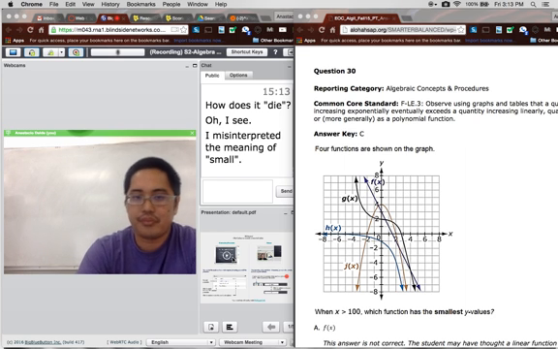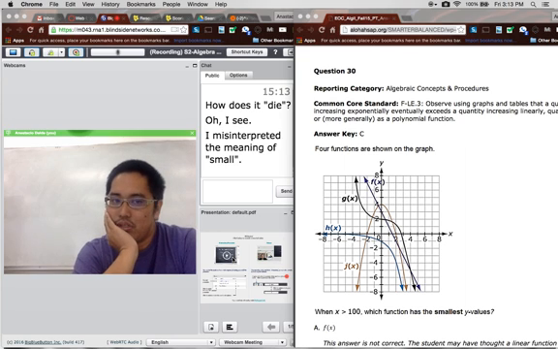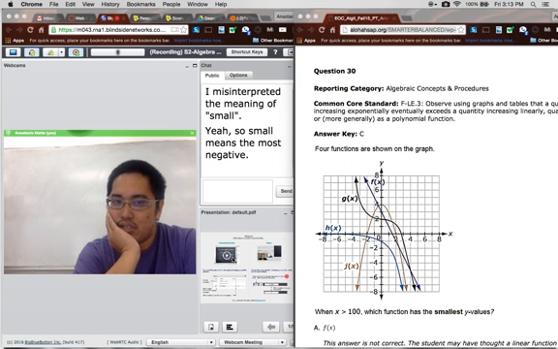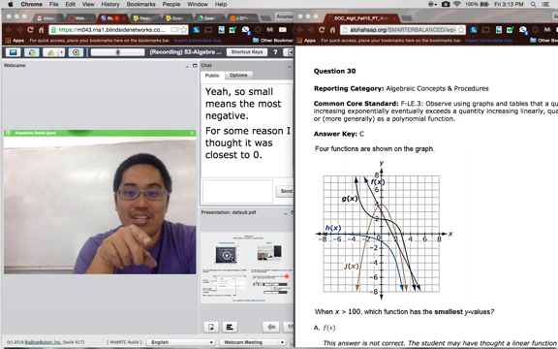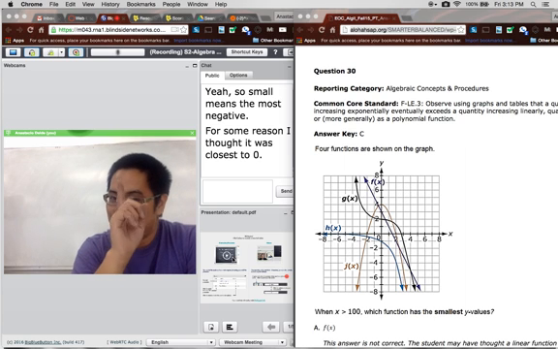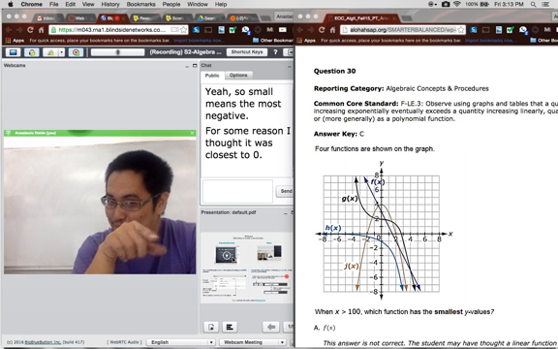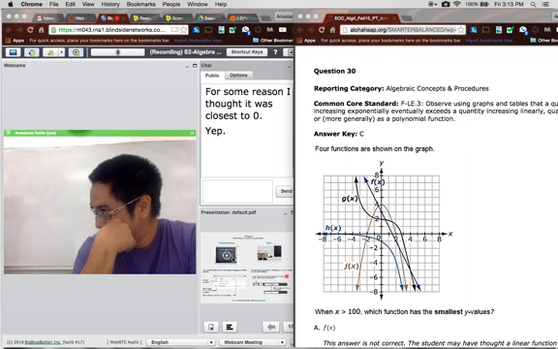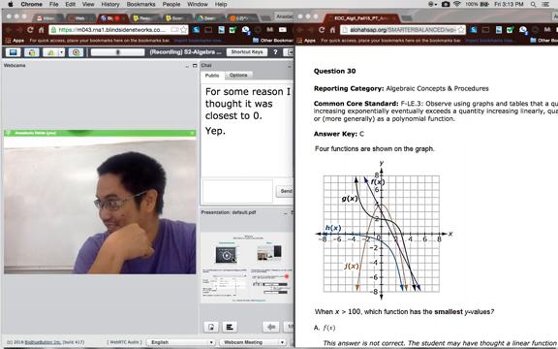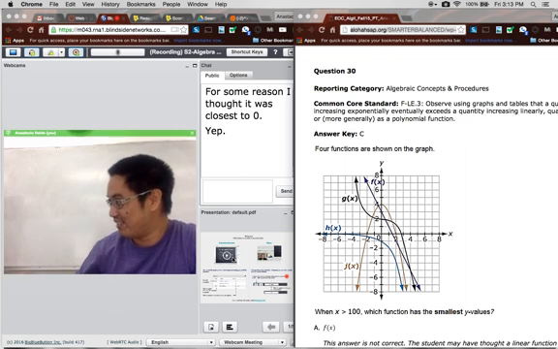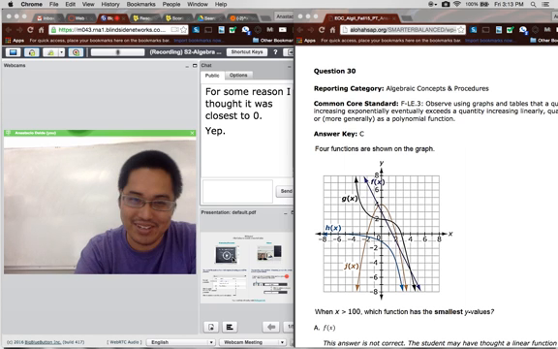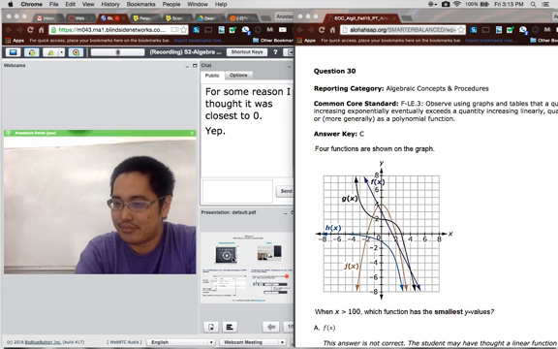Small means most negative. What you're thinking of is the closest to 0. That would be something to do with absolute value, if you're talking about the distance from 0. You remember how it all comes back on itself? So when it's in terms of this, it's just which one goes negative first.